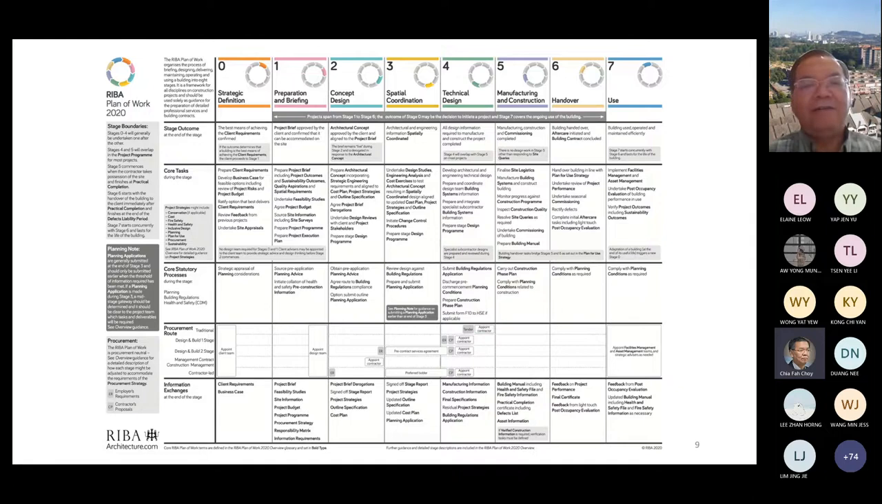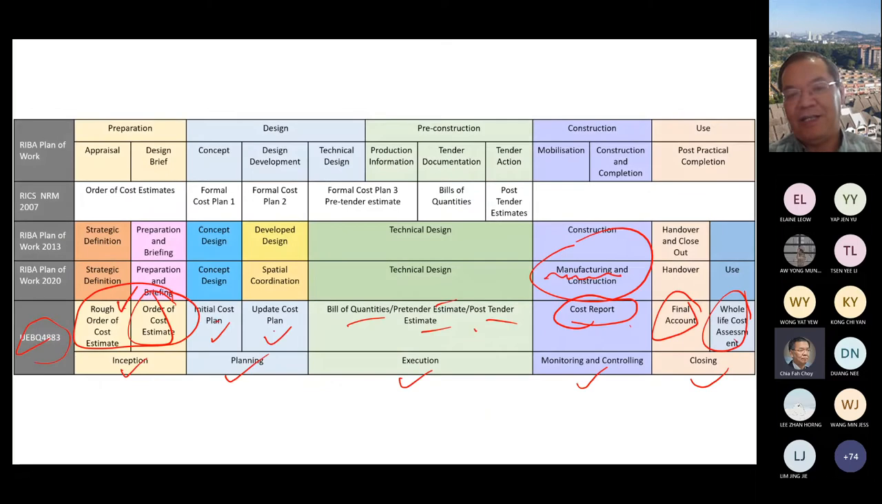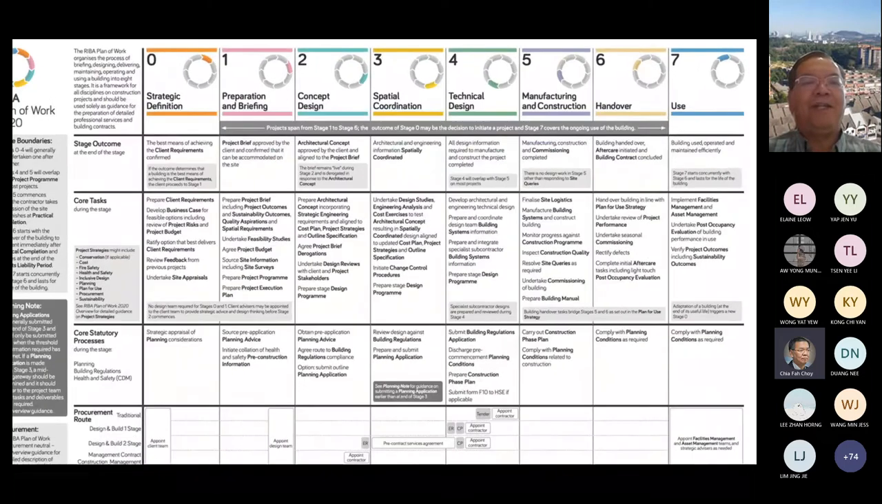So now let's look into a bit of detail on the RIBA Plan of Work. All right. Now I will still refer to the RIBA Plan of Work as far as this lecture is concerned, or for our course is concerned. I'll still refer to that, because that is the only document we have, a standard document when we're talking about the process. So now this is the detail. Let's go to a bit of detail.